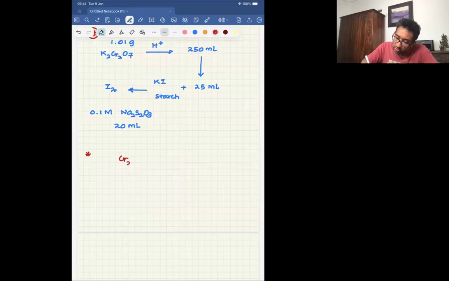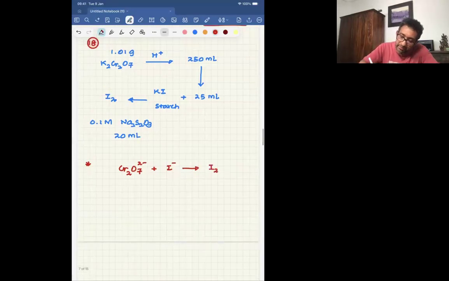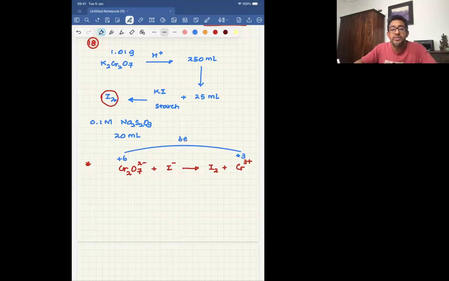Dichromate ion Cr2O7 2 minus plus iodide ions I minus. What will happen to I minus? I minus turns into iodine. How do you know that? It says iodine is there. Dichromate turns into what? In the acidic medium, it turns into Cr 3 plus, which is green in color. So plus 6 turns into plus 3. How many electrons? 3 electrons, altogether 6 electrons, because there are 2 atoms.